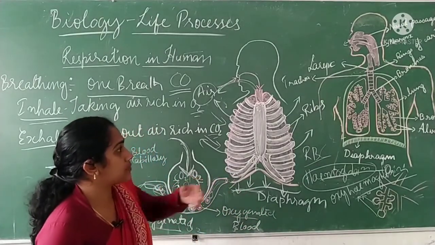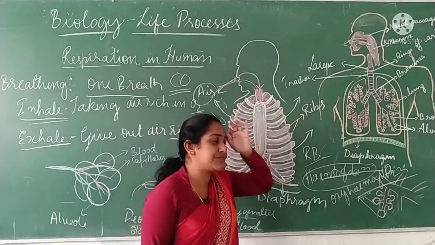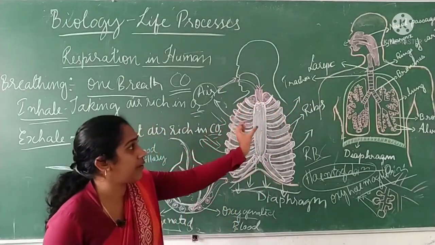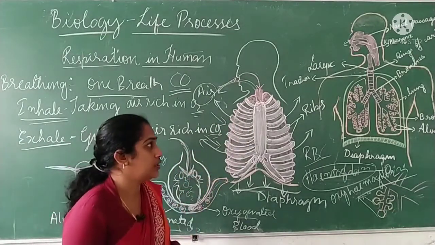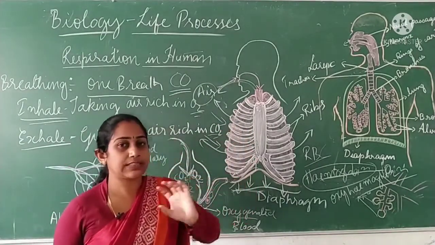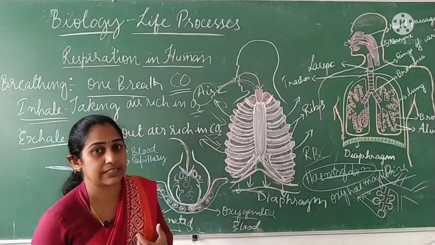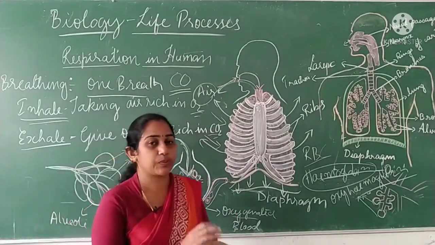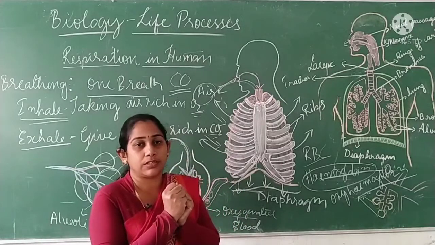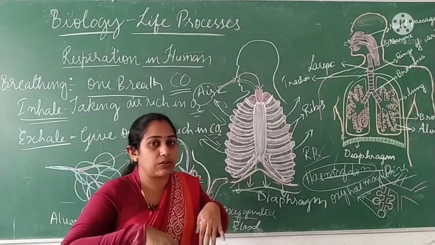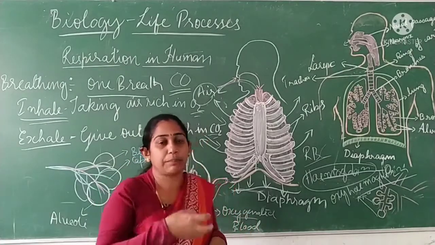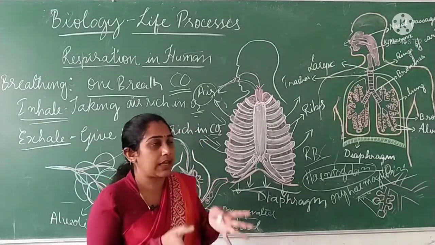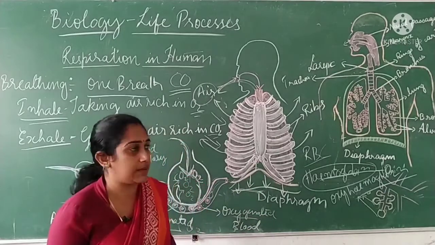Then the next part you can see is the trachea. What is the function of the trachea? The trachea has ring-like cartilaginous bones. What is the function of the trachea being surrounded by these rings? It is to prevent the collapsing of the air pipe. As we breathe in, or when we suck in the air, there is a chance of the trachea, that is the windpipe, collapsing. That is prevented by the cartilage rings.